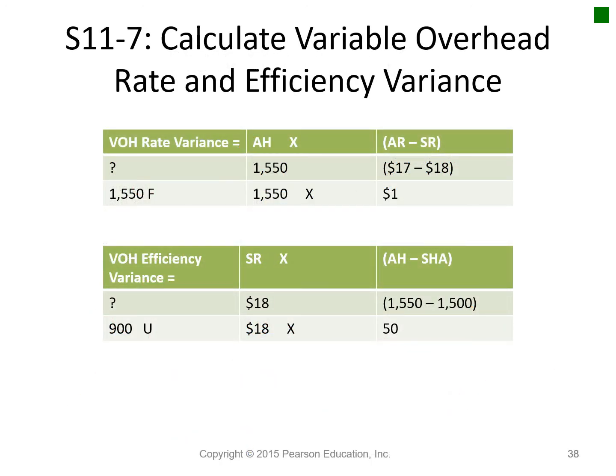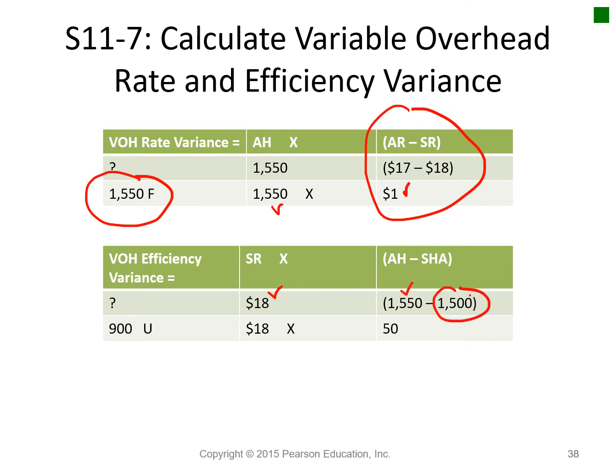So again, I just walked you through these. Here's your rate variance, and here's the difference in what you paid versus the standard. There's that dollar times the actual hours, so you get a favorable rate variance. On efficiency, you held the standard rate constant, and here you've got the actual hours. Here's your SQ that I calculated in the previous slide. The difference there is 50 times 18. That gives you a $900 unfavorable efficiency variance.